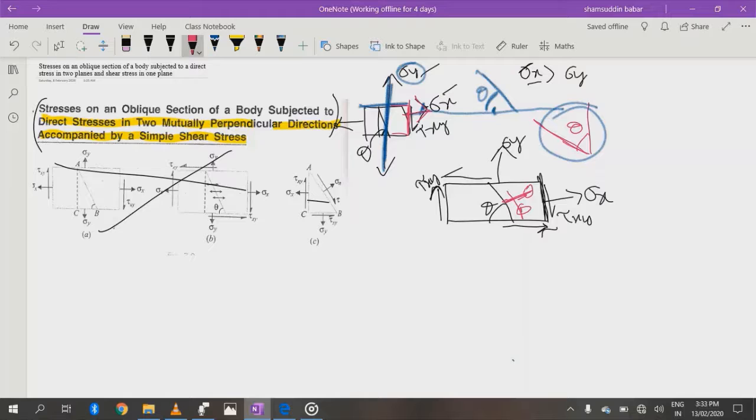Now I will initially break these stresses into forces. How? For example, look at this figure. These all are stresses. Initially I will break all these stresses into forces. Now you can actually see this figure, don't ignore it, because I have made this figure using this.